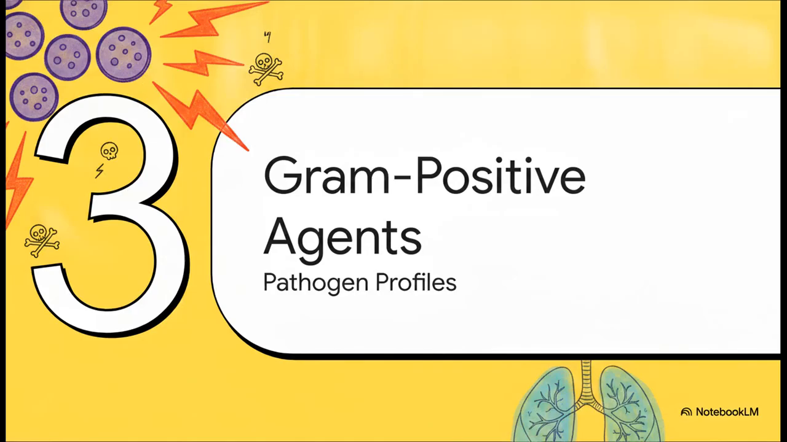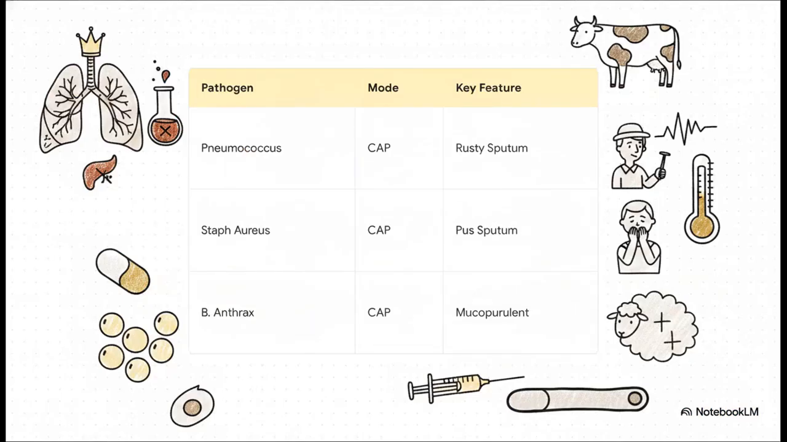Okay, Section 3, Pathogen Profiles. Let's look at the gram-positive agents. Now we're shifting to our villains gallery, starting with 3 major gram-positive players. First up, pneumococcus. This guy is the undisputed king of community-acquired pneumonia, responsible for a whopping 50% of cases. It's especially dangerous for patients without a spleen, and its heavily tested clinical marker, a very distinct rusty-colored sputum.